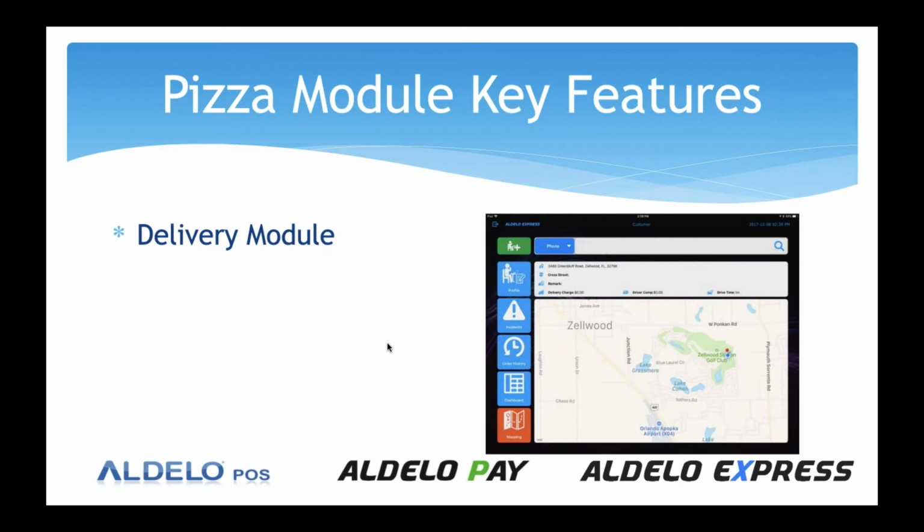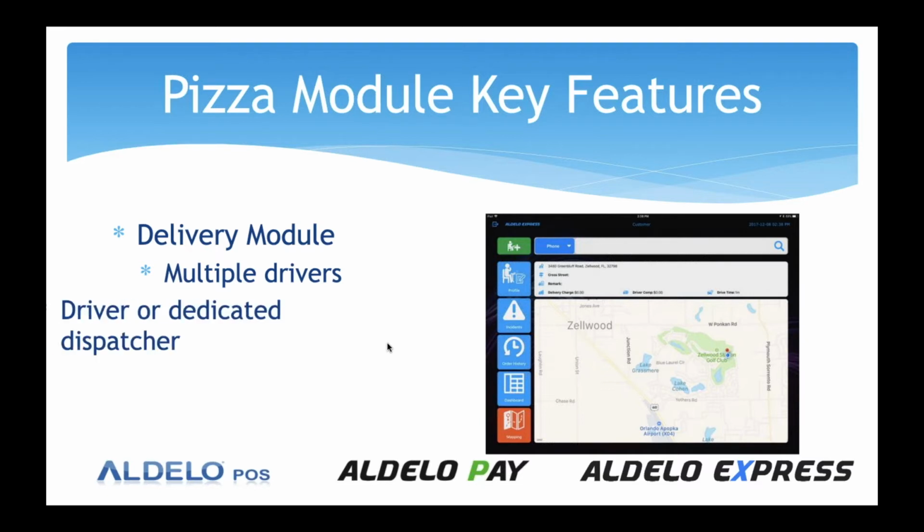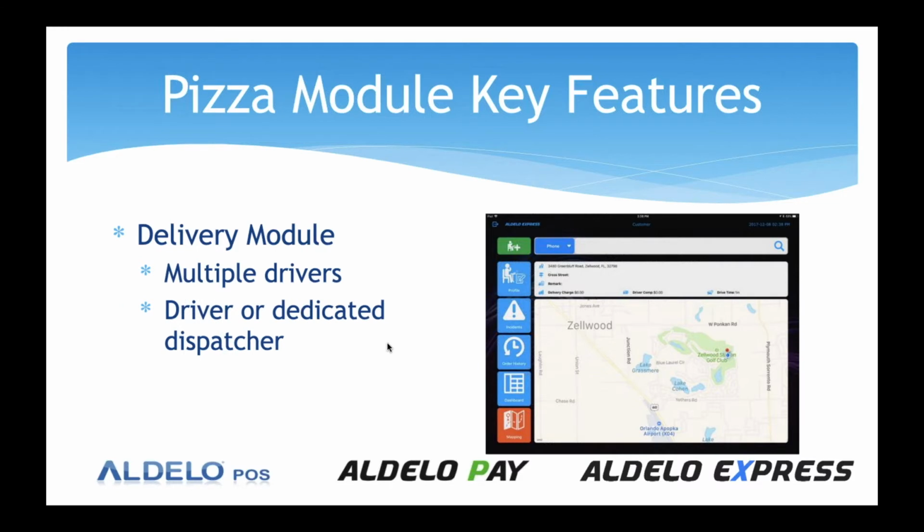Along with that is the delivery module. It has the ability to track multiple drivers. We have a balancing routine, just like the cashiers, for the drivers. We also have money drops that they do when they come back from a run if they need to drop any cash payments. We have the ability to be a self-dispatch or have a dedicated dispatcher in the system.